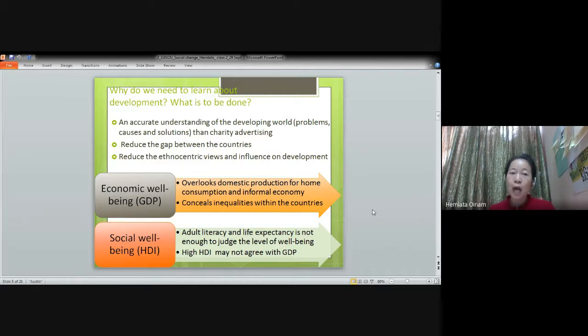What I'm trying to say here is that when we are trying to look at development, what is supposed to be done or what is being taken by different countries at the world level, we also need to know the gaps which are present within it.